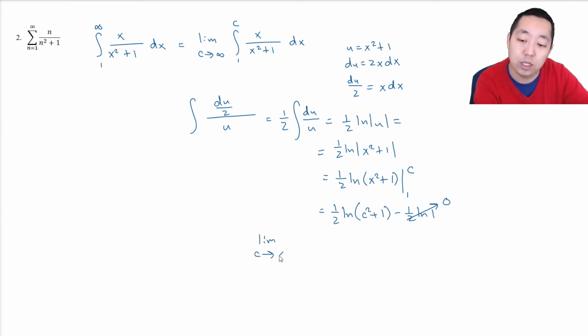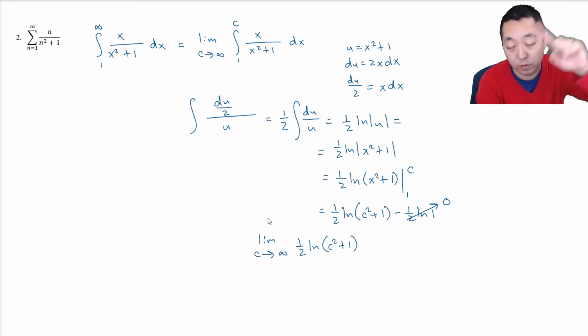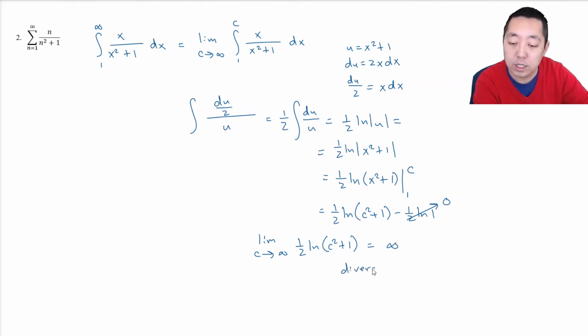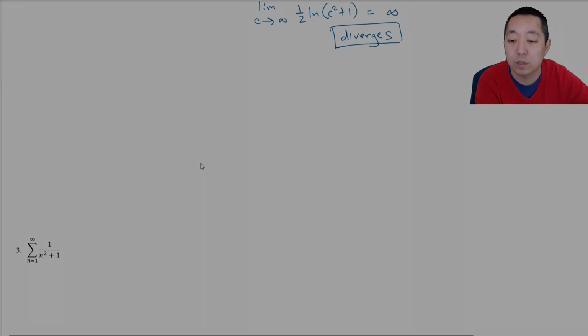The limit as c goes to infinity, because natural log goes to infinity, albeit kind of slowly, but it does go to infinity. This is going to be infinity. So this diverges, and because the integral diverges, the series diverges too. So the integral test is very powerful as long as you can do the integral.